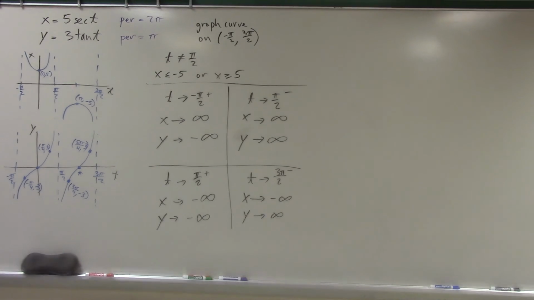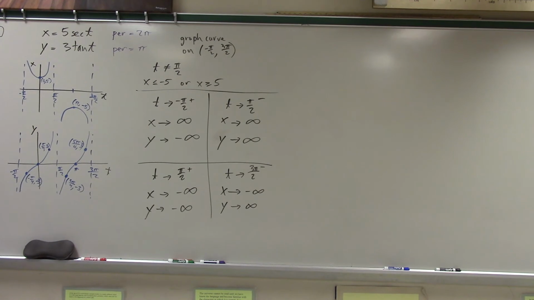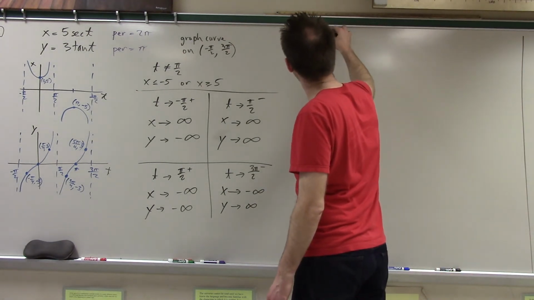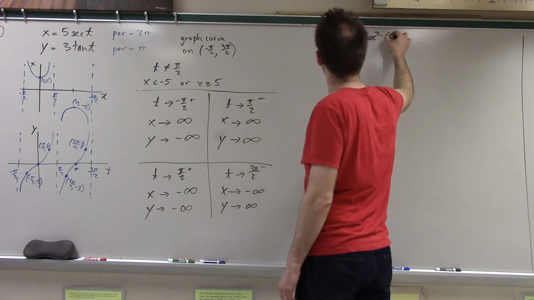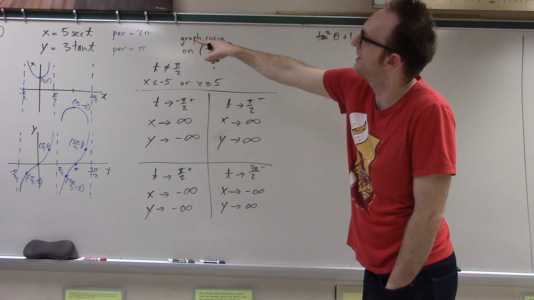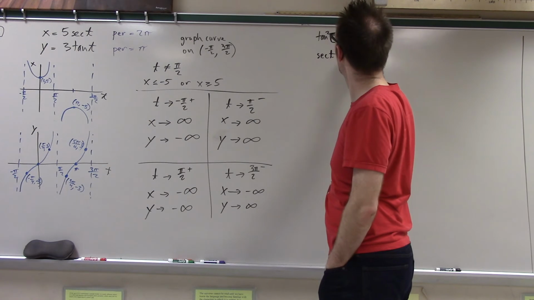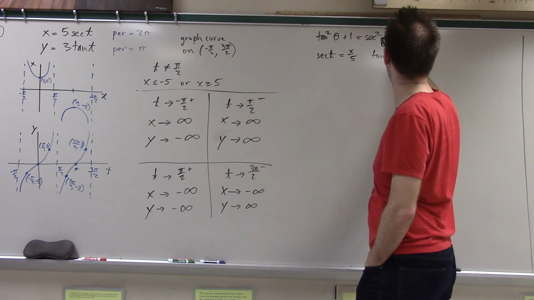What we need to do now is, I'm going to zoom out a little bit, eliminate the parameter and then make the graph. How can I eliminate the parameter? Well, we can see that secant and tan are related. It's just a fact that tan squared theta plus 1 is secant squared theta. And therefore, I can solve for secant t. Secant t is x over 5, and tan t is y over 3.